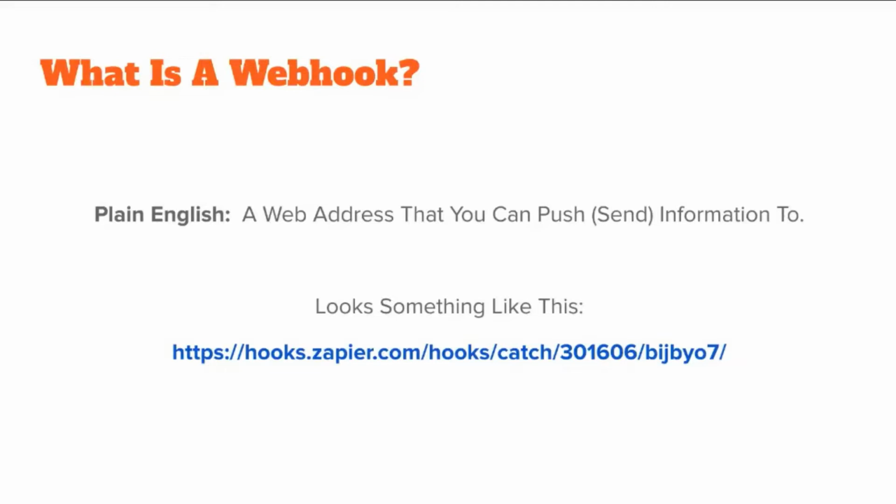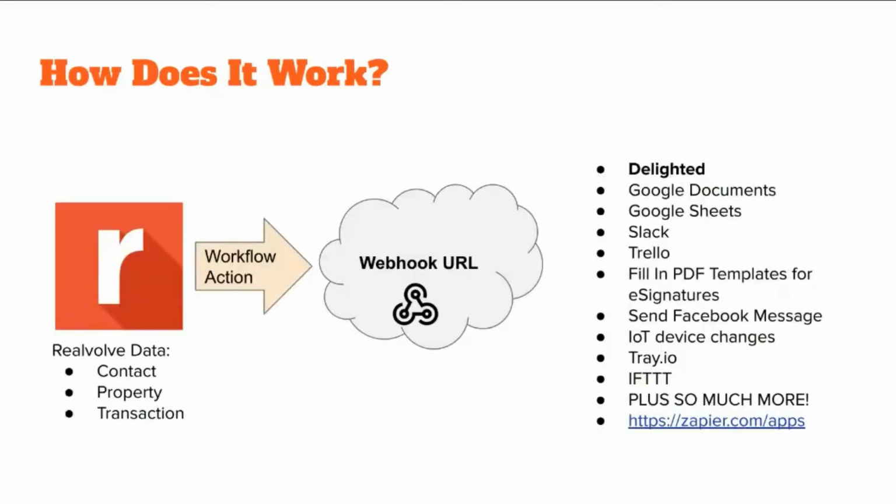And the big question typically is, what is a webhook? This is some kind of new term that many people have never heard of. And just in plain English, it is a web address to send data to, push data to. To get a visual look of it, we've got the application Realvolve, and it's made of three main databases: the contacts, the properties, and the transactions. And now within the workflow structure, we have the ability to use a workflow action to send data to a webhook URL.